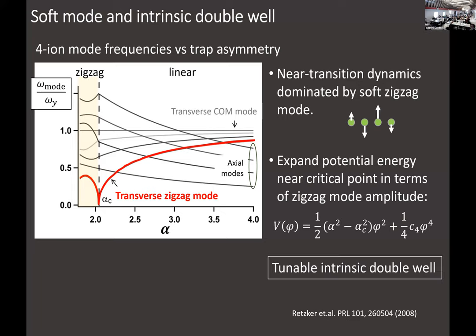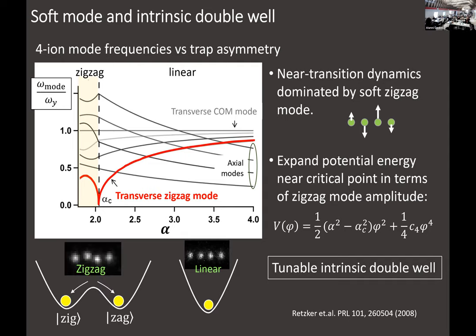From another perspective, you might recognize this simple form as giving you a double well. So it's an intrinsic double well in the sense that it comes really just from the internal Coulomb interactions and the trap potential. It's tunable because here the alpha is what we control in terms of the trap potential. So we can go from a harmonic potential on the linear side, where the average order parameter value is 0, and as you cross to the zigzag side, you form a double well, and there are the 2 symmetry-broken states, or the 2 minimum energy states, with finite order parameter size.